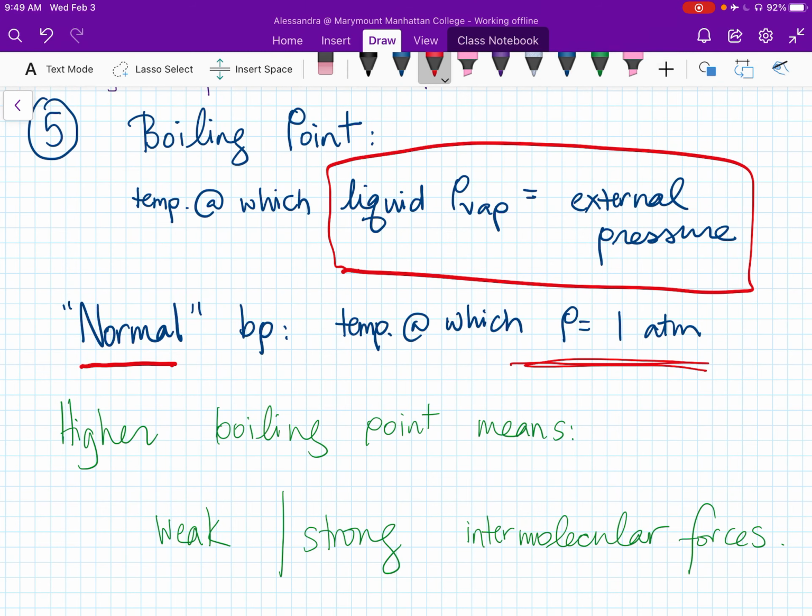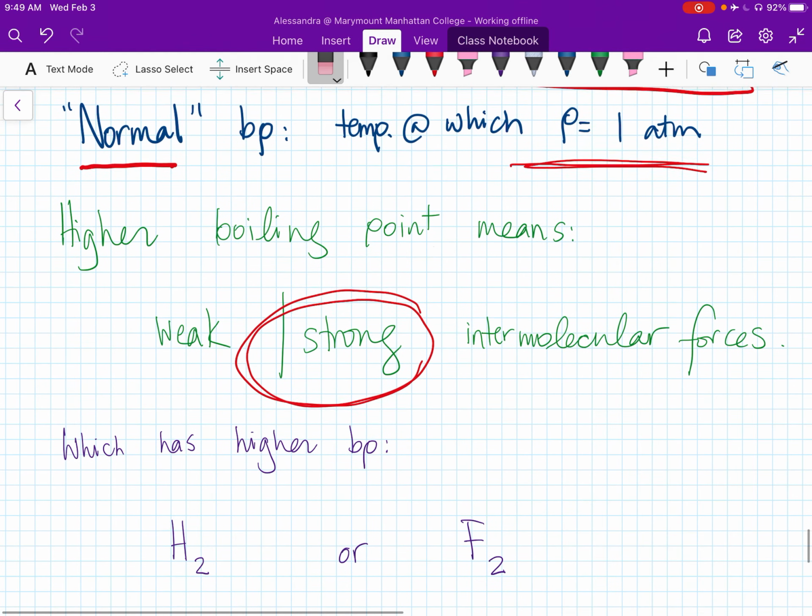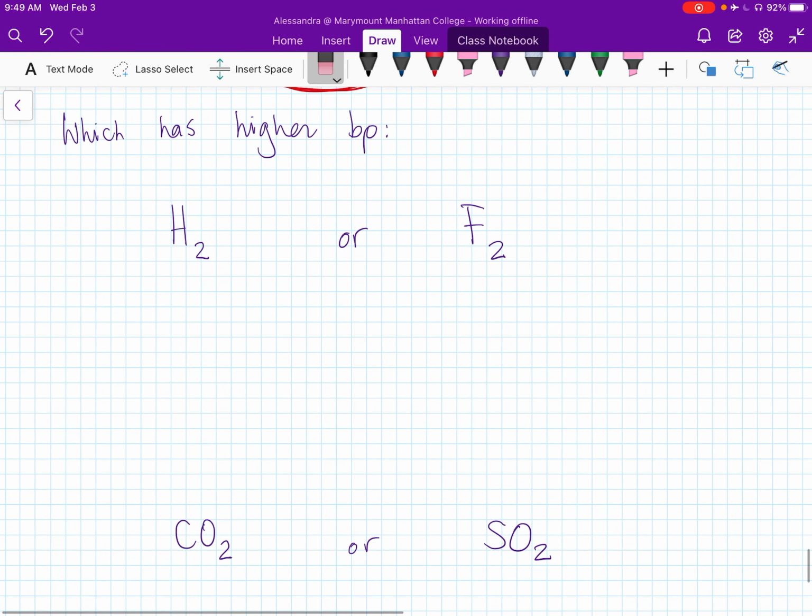Okay, so let's think about what this means in terms of intermolecular forces. The higher the boiling point, the what the intermolecular forces. Well, let's think about that. A higher boiling point means that you need more heat to disrupt the intermolecular forces and make the liquid go into vapor. So the higher the boiling point, the stronger the intermolecular force is. Strong intermolecular forces means that you're going to need higher temperatures to vaporize your liquid. Okay, so I hope that makes sense. We can use that information to answer a couple of example questions.